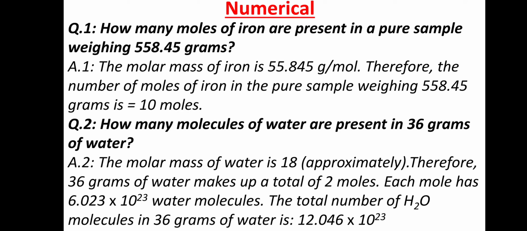In terms of moles, you divide the weight given of iron, that is the sample of pure iron, by its molar mass. Because the sample is pure and no impurity is present, you divide it by the molar mass of iron, 55.845 grams. So you get the answer in moles: there are 10 moles of iron present in the sample.